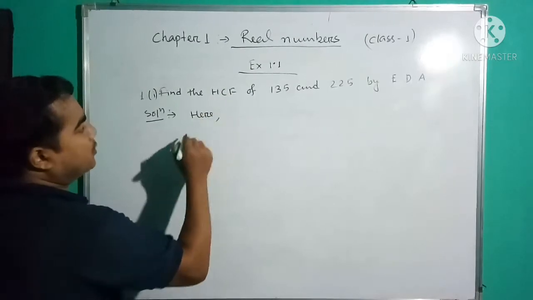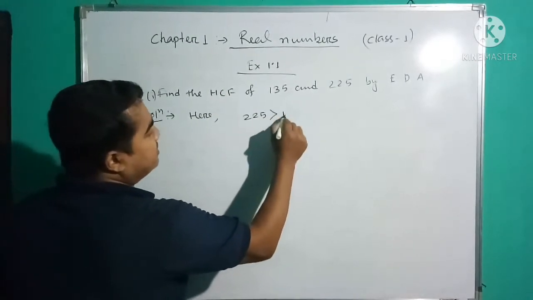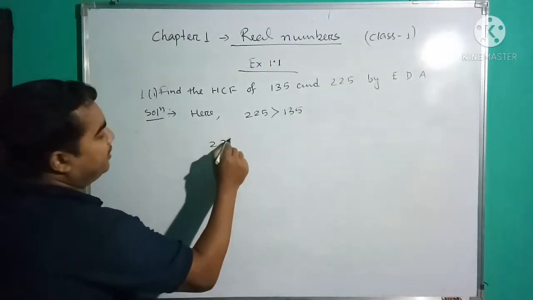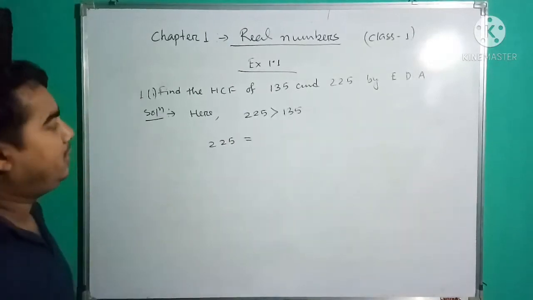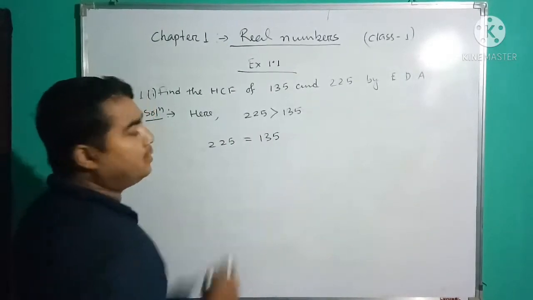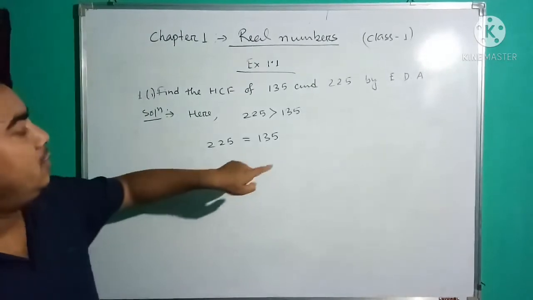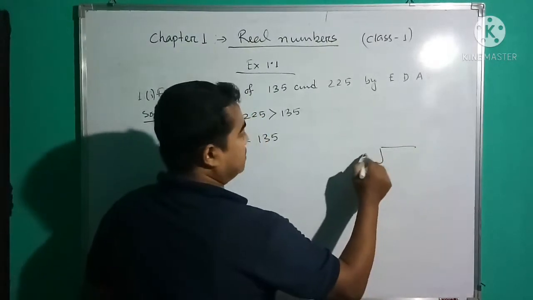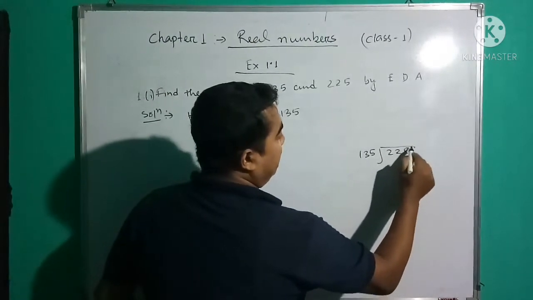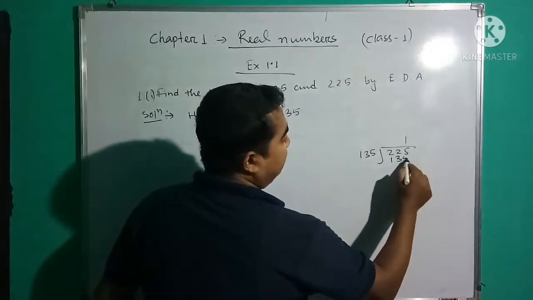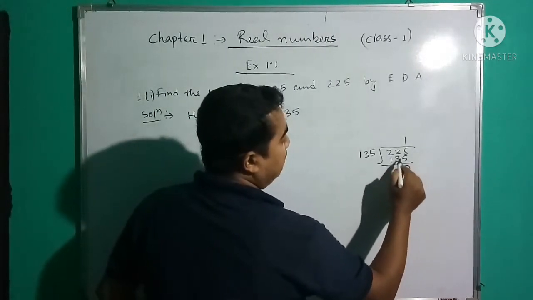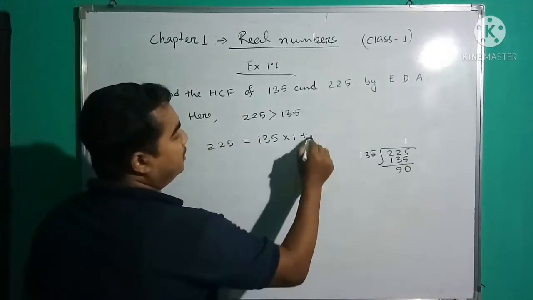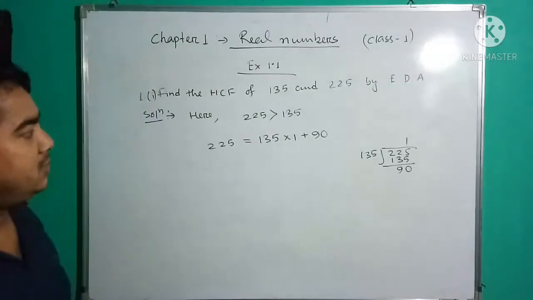Okay, now see the solution. Here 225 is greater than 135. So write 225 on the left side and 135 on the right side. Next, you divide 225 by 135. Do according to the long division process. 225, how many times? One time. Then 135. See, 5 minus 5 is 0, 12 minus 3 is 9. Means 135 one time and remainder becomes 90.